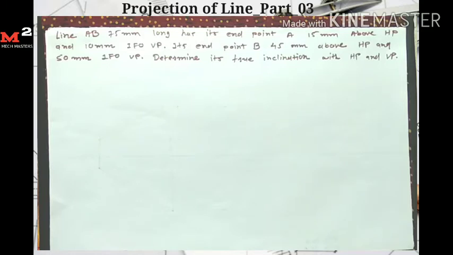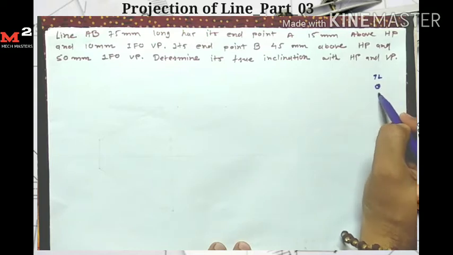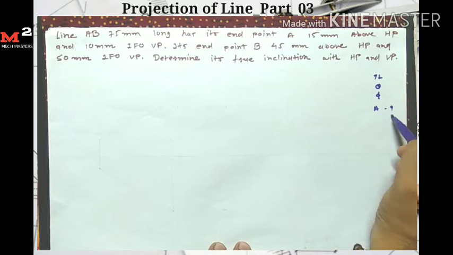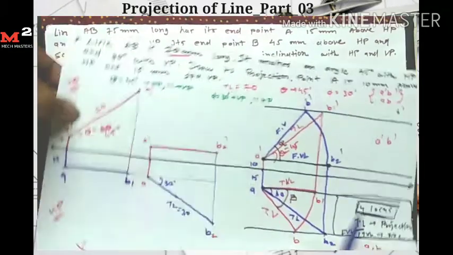Good morning friends. In the last two lectures on projection of lines, we solved three similar problems. In those problems the true length, angles theta and phi, and the position of A were given, meaning the locus of A and the radius were given. From today we are going to solve some problems which have different conditions.